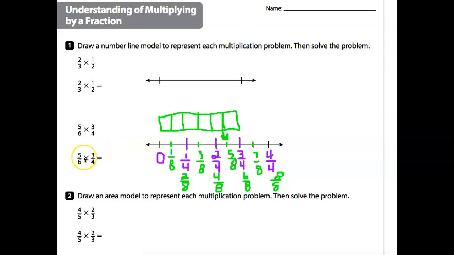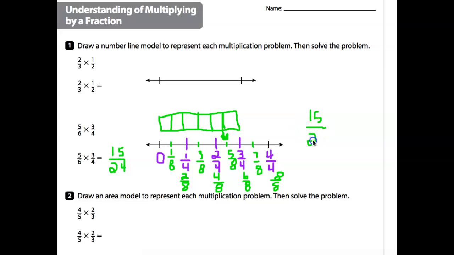But now I'm going to show you how to do it just with numbers. So remember, when we add and subtract, we have to make the denominators the same. But when we multiply, all we have to do is multiply across. So you can use your multiplication sheet to help you. 5 times 3 is 15. 6 times 4 is 24. All right, so we will need to reduce those.